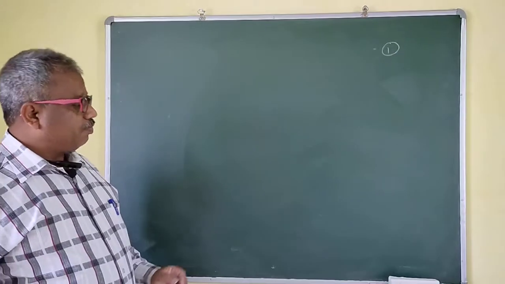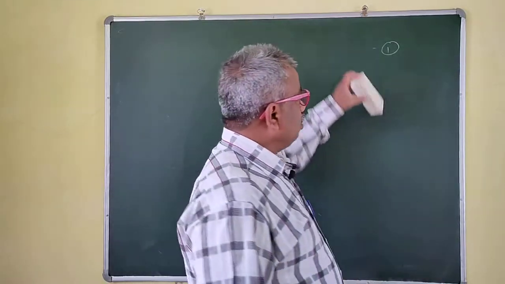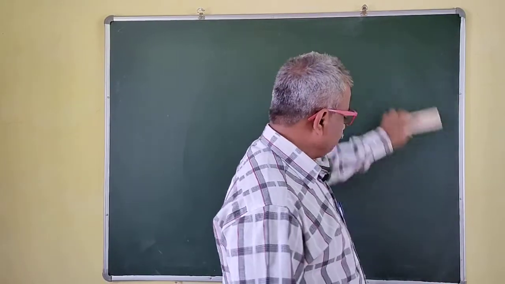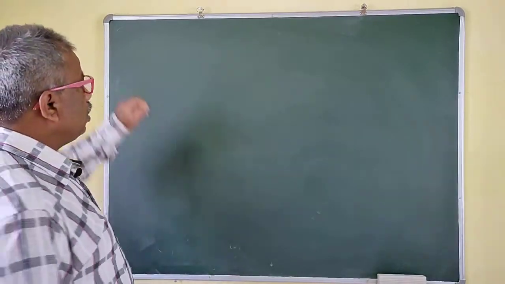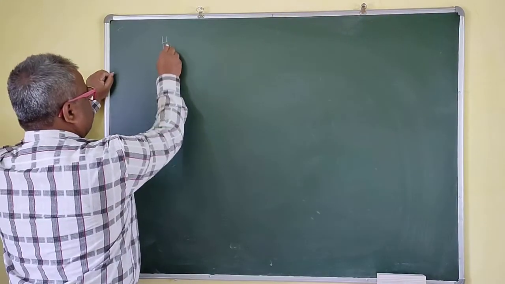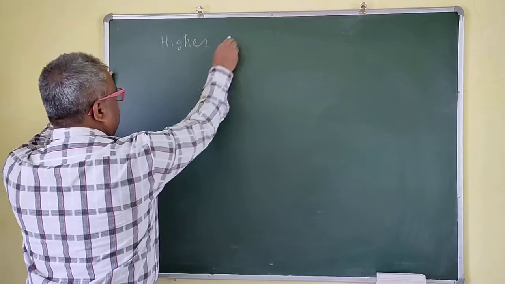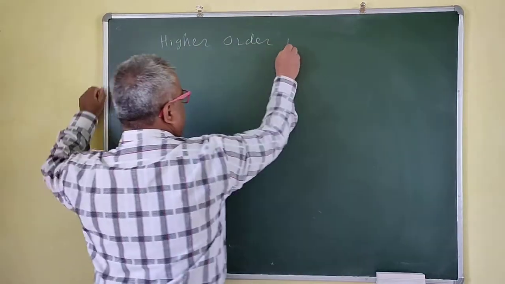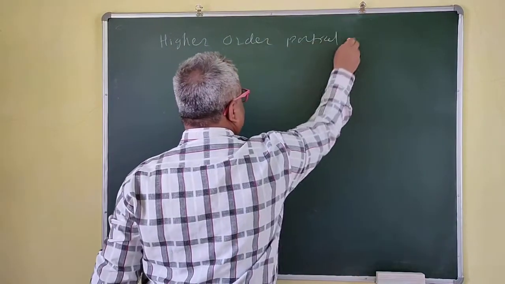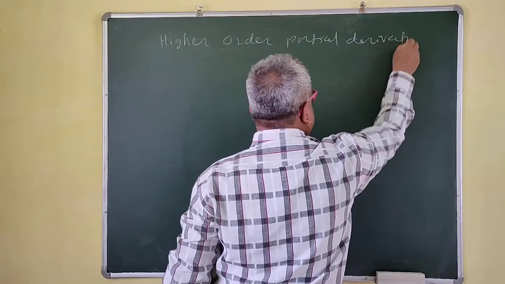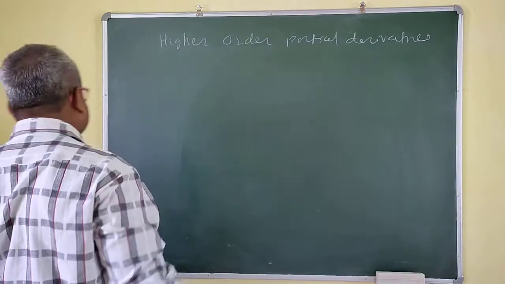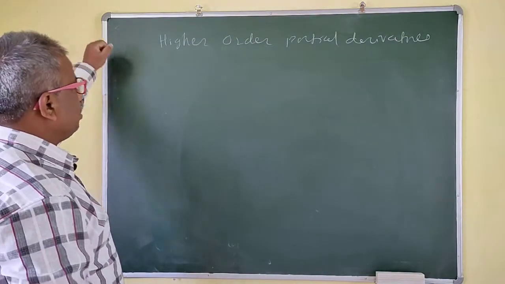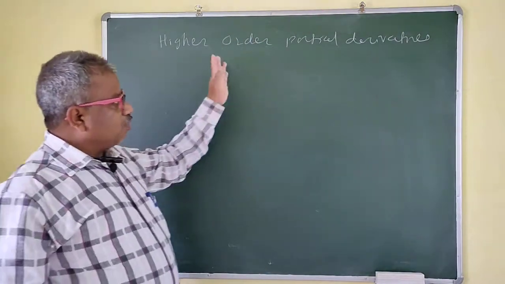So last time we have seen how to take the partial derivatives of functions, that is, first order partial derivatives. Now we'll see higher order partial derivatives. Higher order partial derivatives means what we have to do here, that is, second order, third order partial derivatives.